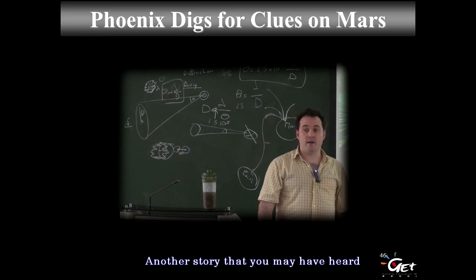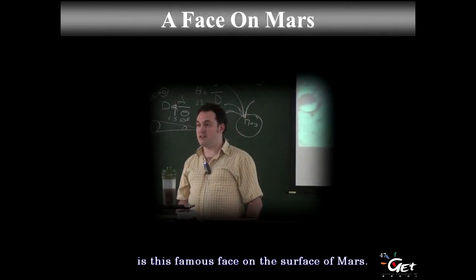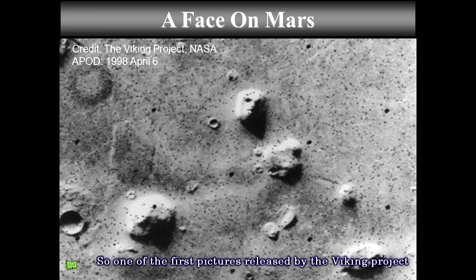Another story that you may have heard a lot, actually several movies have been made out of that, is this famous face on the surface of Mars. One of the first pictures released by the Viking project in the late 90s revealed this feature here. If you browse the internet, you have probably heard about that story. The first time people saw that, they said, oh, look, this is a face. This is a massive statue, like we can see on Earth.